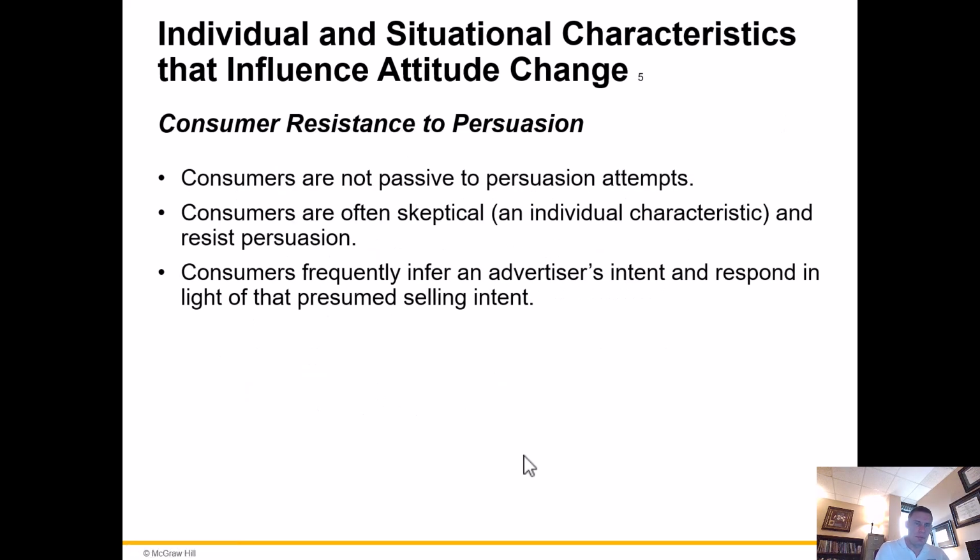Now, with regard to consumer resistance to persuasion, consumers aren't passive to persuasion attempts, so it doesn't mean they won't see through it. They may still not like your product, even after trying to persuade them that they should. Consumers are often skeptical, an individual characteristic, and resist persuasion. Consumers frequently infer an advertiser's intent and respond in light of that presumed selling intent.